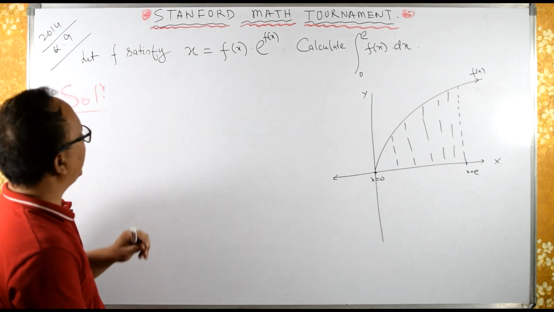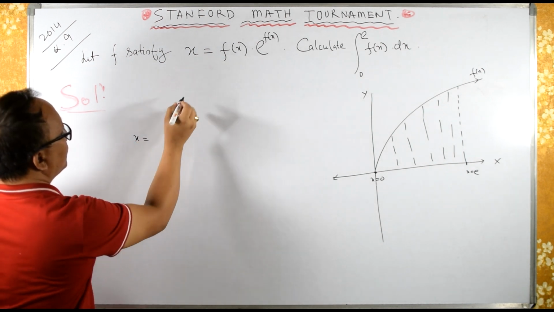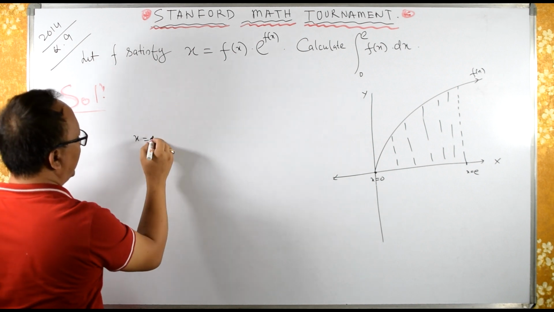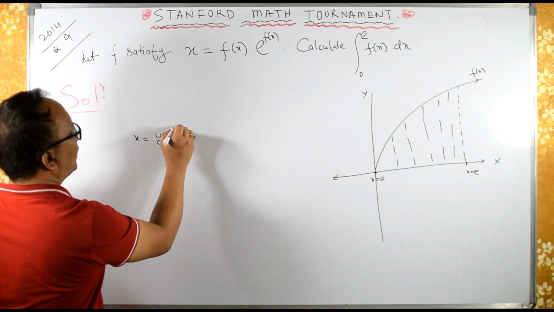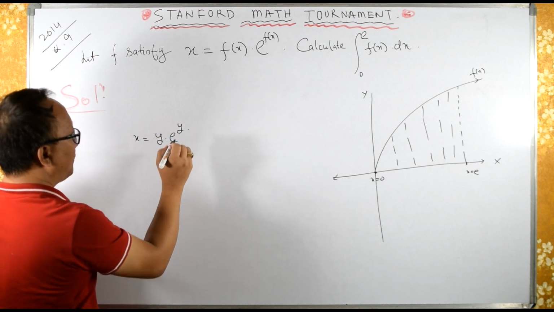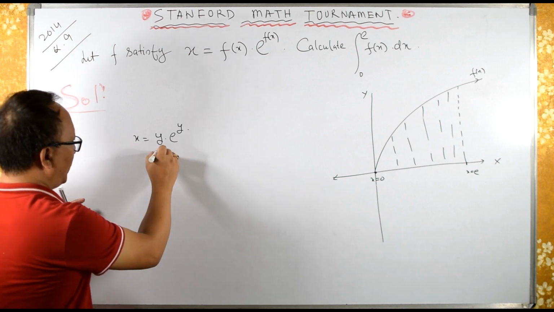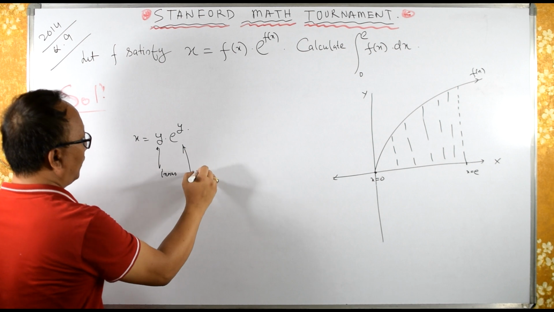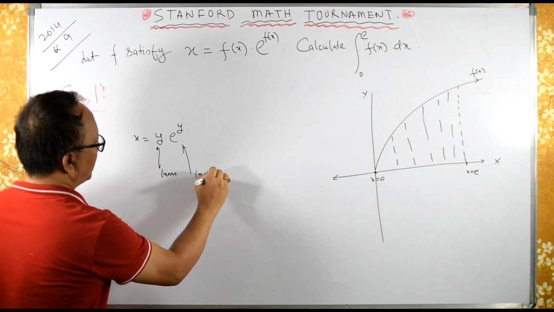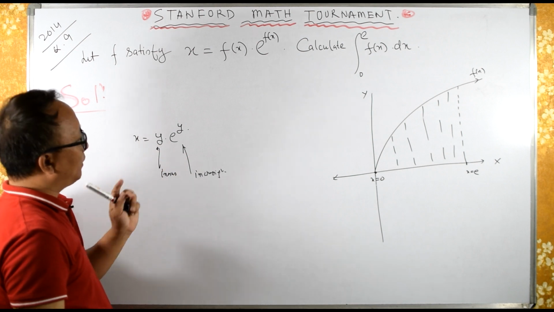Now, if I consider this, here x equals to y where y is f of x, let's consider. So this is the same as x equals y into e raised to y. Now here y is also an increasing function, and e raised to y is also an increasing function. So both are increasing functions.